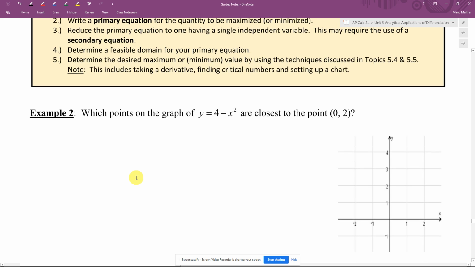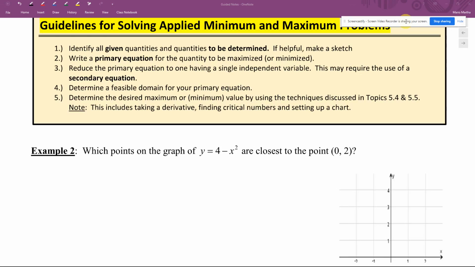So now let's look at example 2. Which points on the graph of y equals 4 minus x squared are closest to the point 0, 2? So again, we're identifying quantities to be determined. Let's make a sketch, right? So let's start off with a sketch. The point 0, 2 is right here. And then our parabola is 4 minus x squared, so it has a y-intercept of 4. And then draw your parabola as usual.